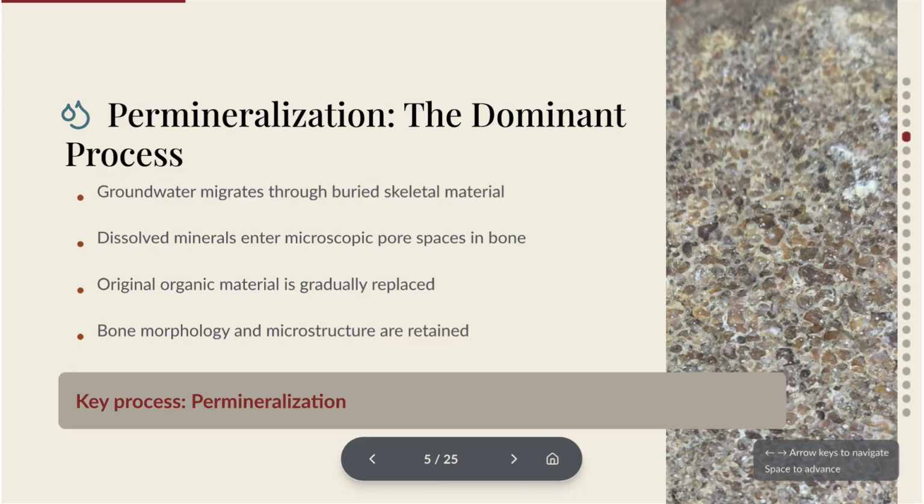Permineralization is the dominant process. Groundwater migrates through buried skeletal materials. Dissolved minerals enter microscopic pore spaces in the bone. Original organic material is gradually replaced. Bone morphology and microstructure are retained. Key process: permineralization.